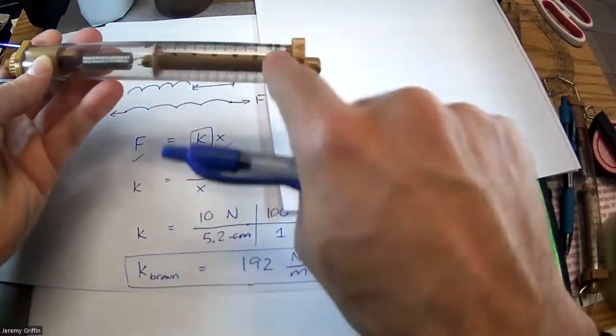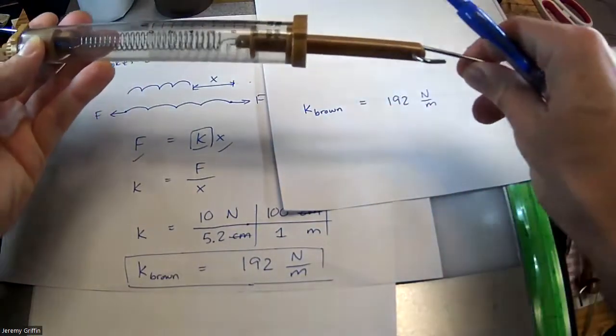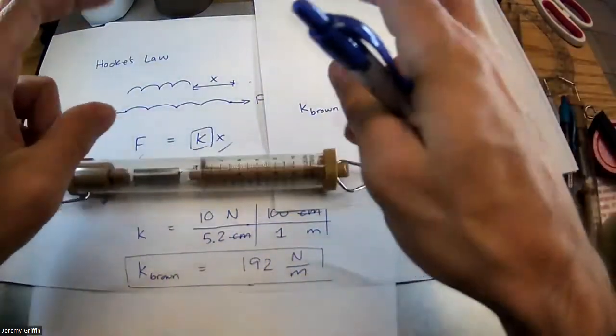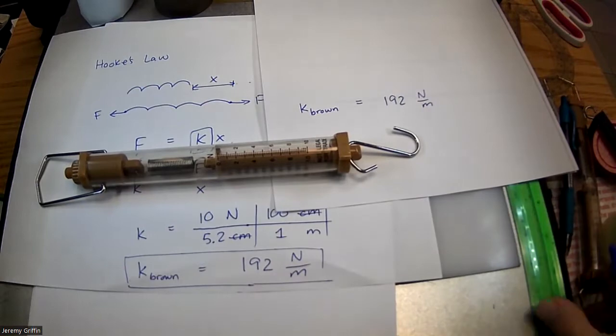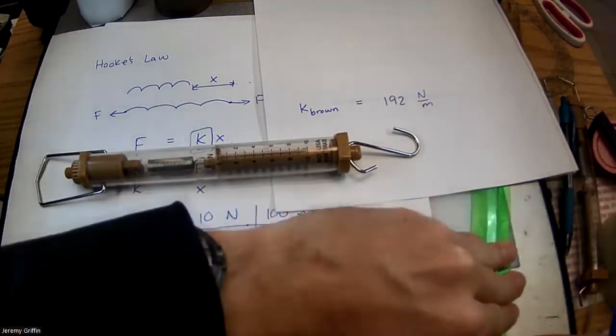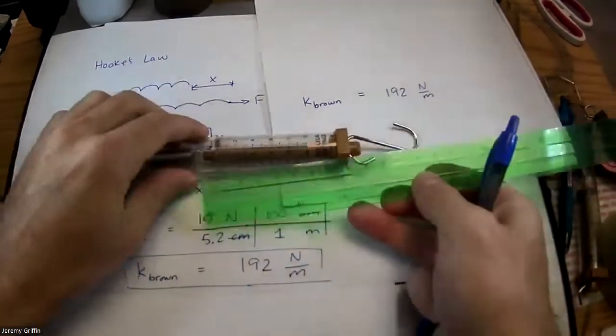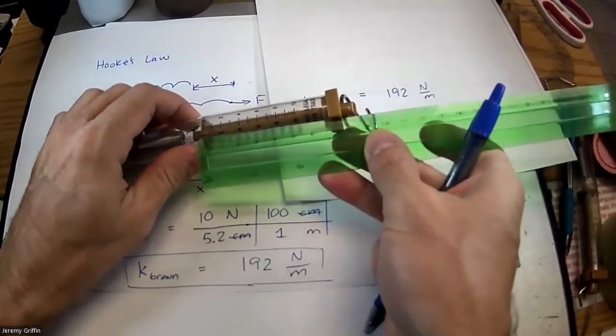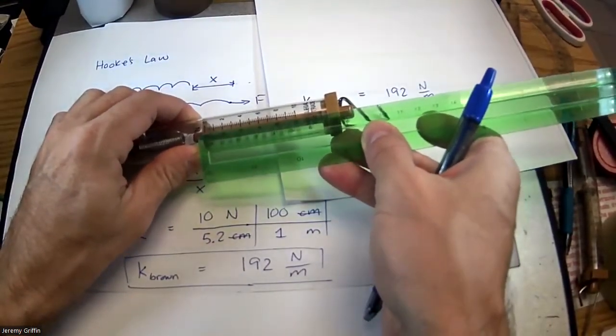On the scale, I see if I apply 10 newtons, it's going to stretch this much. How much is this much? Well, I broke out this ruler, and to stretch up to 10 newtons, that's 5.2 centimeters, right?